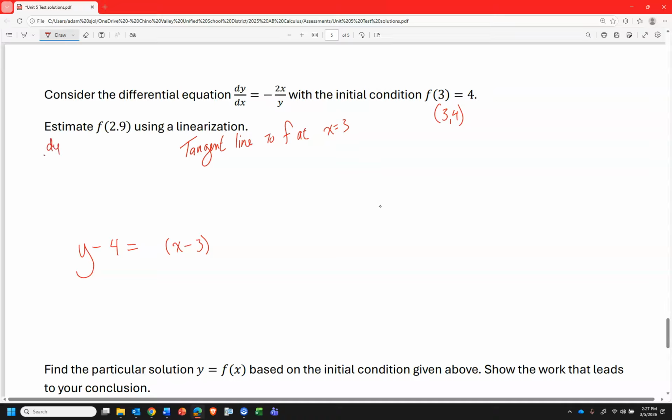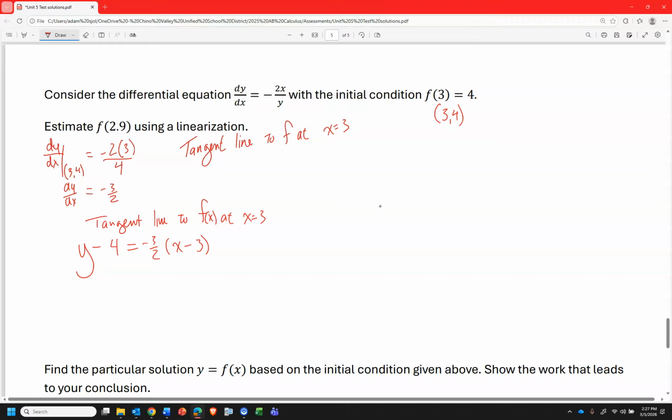So I'll do dy/dx evaluated at the point (3, 4), and that's going to give me negative 2 times the x value 3 over 4. Or I could say dy/dx is equal to, dividing by 2, negative 3 halves. And so now my tangent line to f at 3 is negative 3 halves of x minus 3.